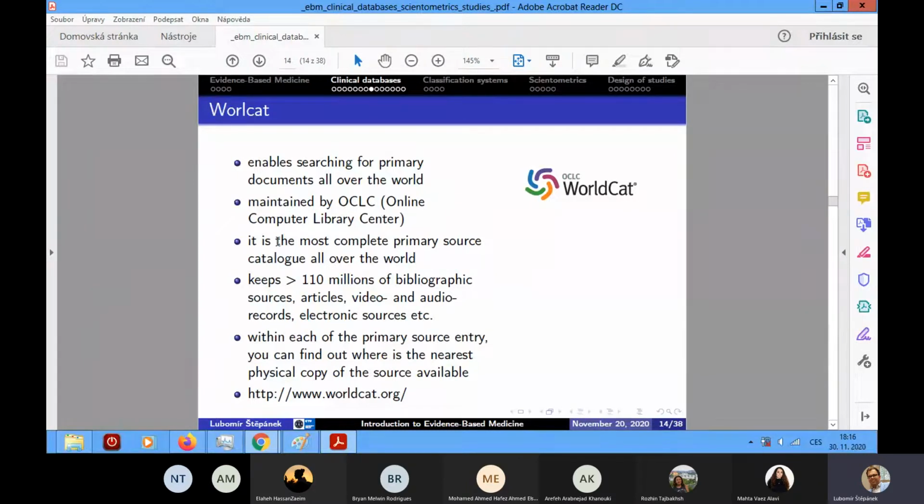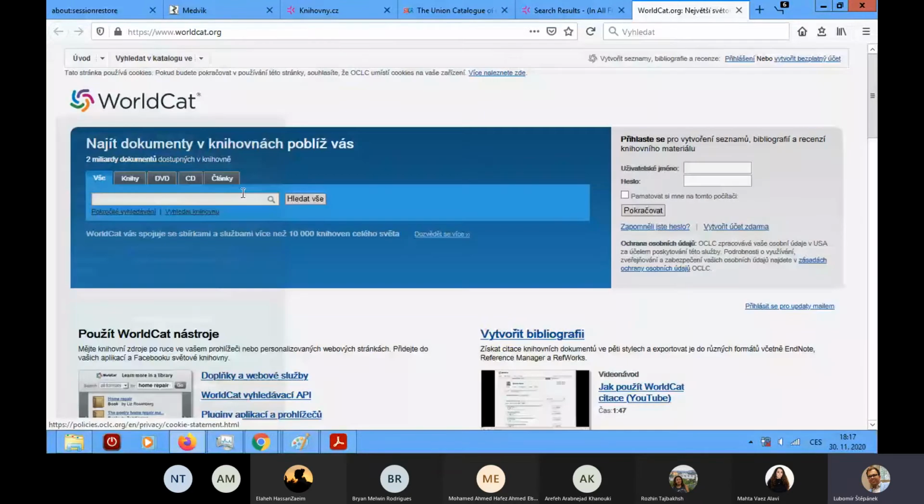WorldCat is absolutely the most complete primary source all around the world, and that's why it's so strong. It's powerful. It's more than 100 million sources, articles, video, audio records, and so on and so on. And a good property of this service is that once you enter your query about the primary source you would like to get, like a physical copy of this entry, you can find out where the nearest physical copy of this source is available. So I'm just going to WorldCat to give an example.